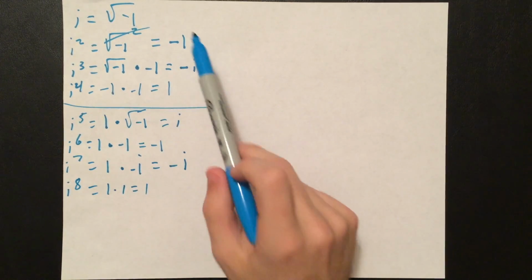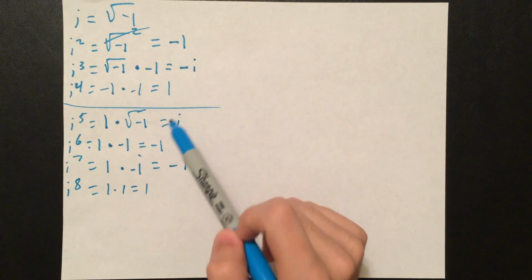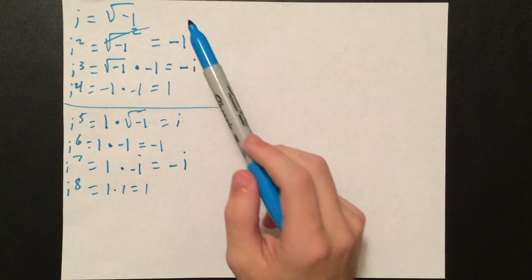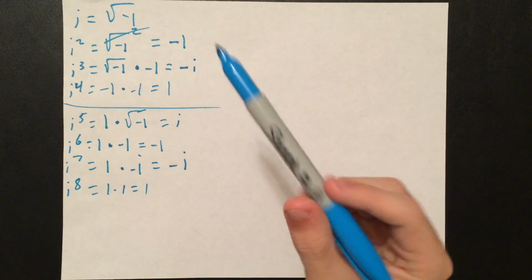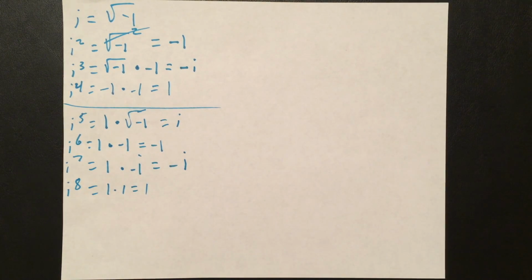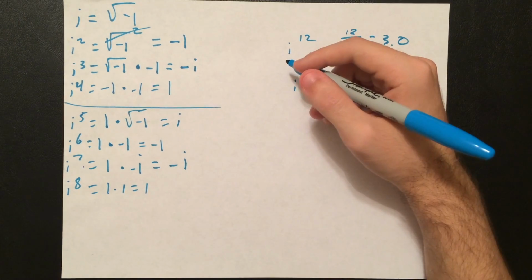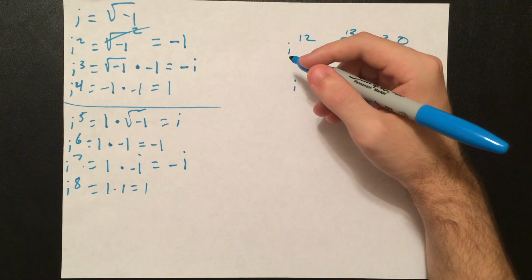So you have a continual loop. Every 4 numbers, it goes back. So it's i, then -1, then -i, then 1, and then it starts over. And that's the pattern of i, and really cool about imaginary numbers. So now you guys know all about imaginary numbers and can find i to any power.